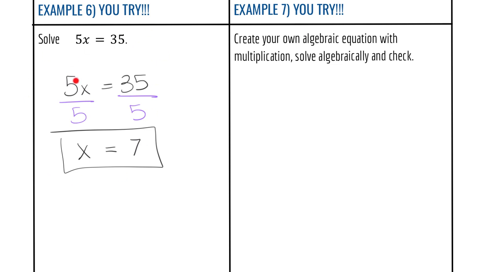All right, when you solve this one, you should have gotten x equals 7. You should have used the division property of equality, meaning you divided by 5 on both sides and got x equals 7. You can create your own algebraic equation multiplication and solve algebraically and check. Go ahead and do something simple and create your own. All right, we already did 6x equals 45, so go ahead and do 6x equals 42. Go ahead and solve that one.